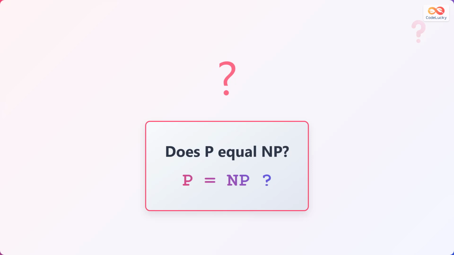So here's the central question: does P equal NP? In other words, if a solution to a problem can be verified quickly, can the problem also be solved quickly? If P equals NP, it would mean that every problem whose solution can be quickly verified can also be quickly solved. This would have enormous implications for various fields, but it remains one of the greatest unsolved problems in computer science.